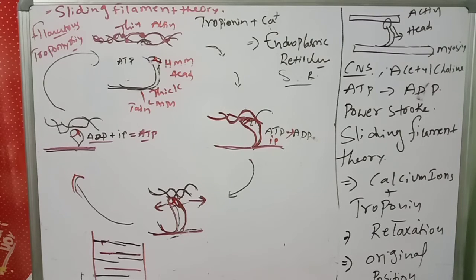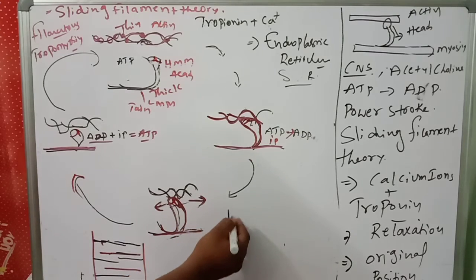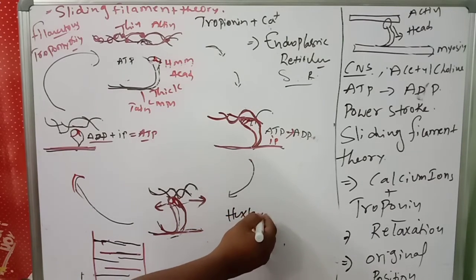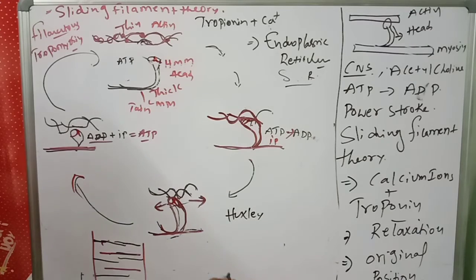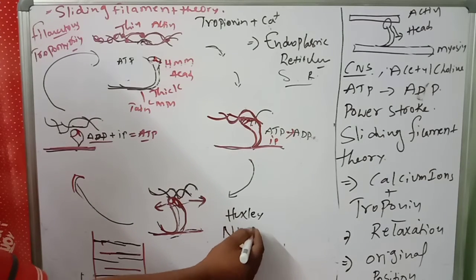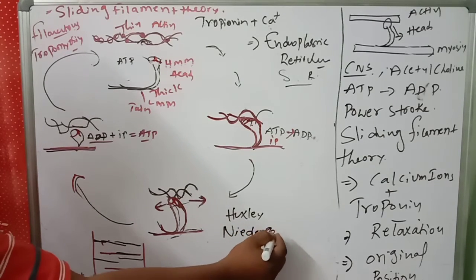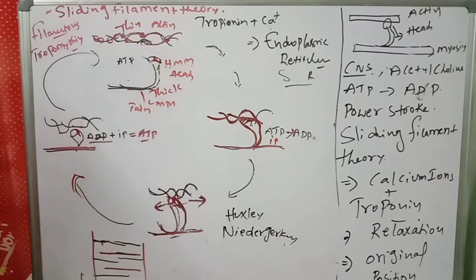Huxley and Rolf Niedergerke proposed it. Who proposed it? Huxley. And who is the other scientist? Niedergerke. Huxley and Niedergerke, the scientists who proposed this sliding filament theory.